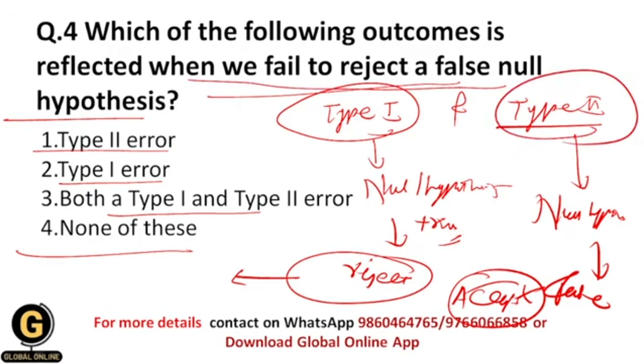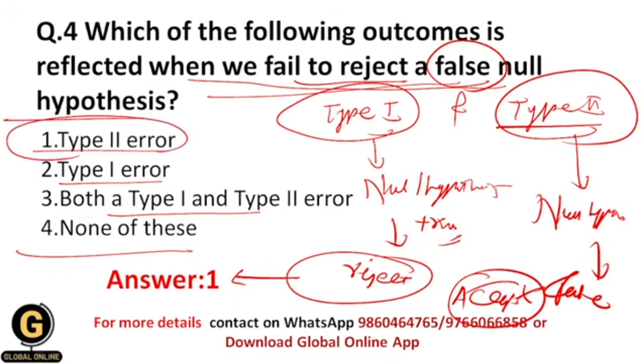Here the null hypothesis is false, but we are failing to reject it. It means that the null hypothesis is false, but we are accepting it. And that's why in this situation your outcome will be type 2 error.